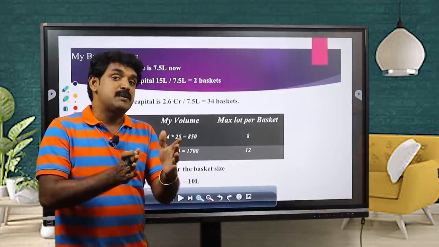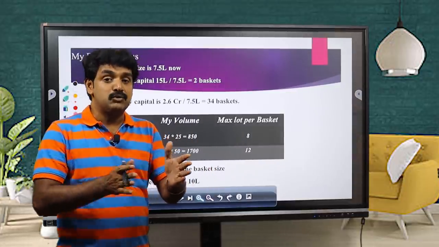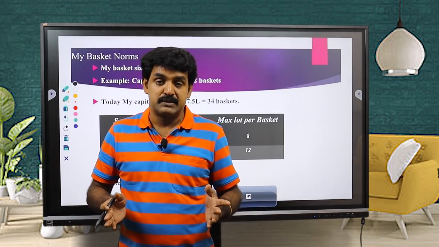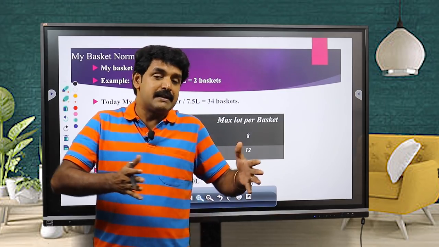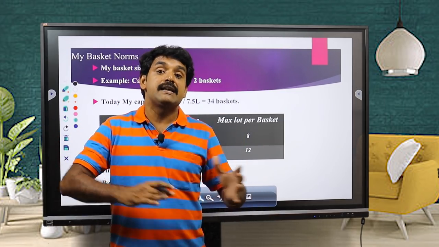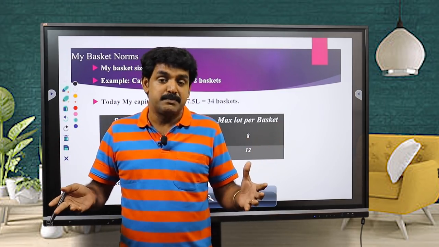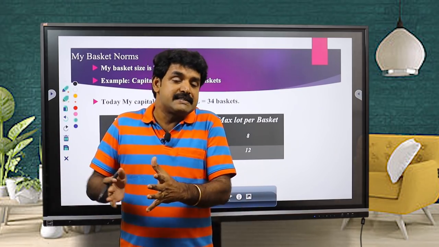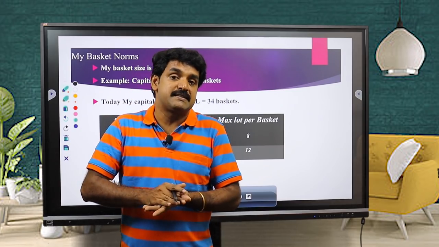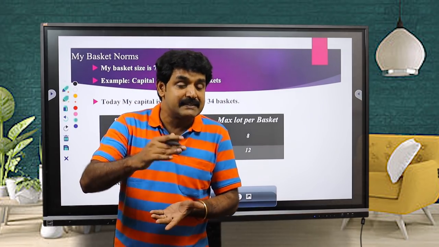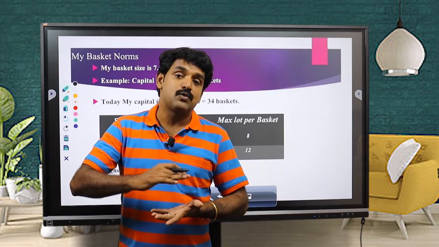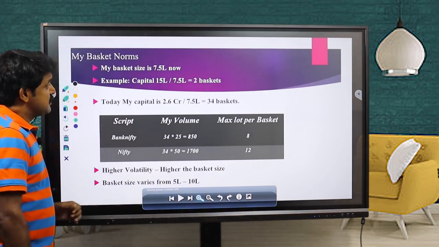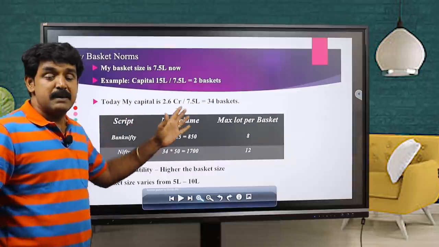Now, coming back to this basket size, why did I choose 7.5 lakhs? In fact, I choose my basket size from 5L to 10L based on the volatility and based on the lot size. So for example, if the volatility is huge, then I choose the higher basket size, maybe 10 lakhs, because I need more money for adjustments. And if the volatility is less, I'm going to decrease my basket size. Some time back I had 9 lakhs, 8 lakhs. Now we are at the lowest one. So I chose 7.5 lakhs as the basket size. So this is the theory behind my basket size.